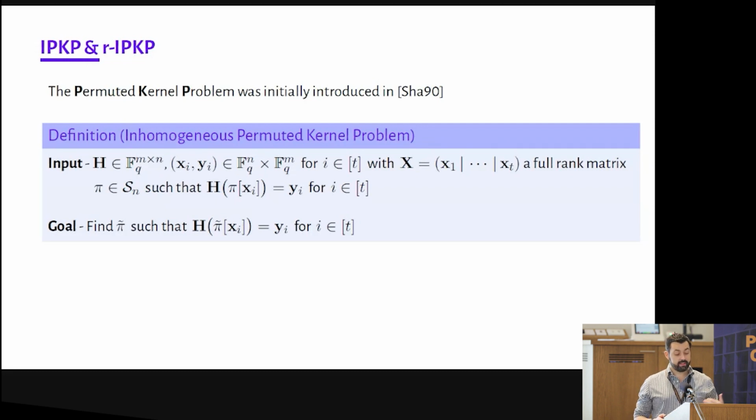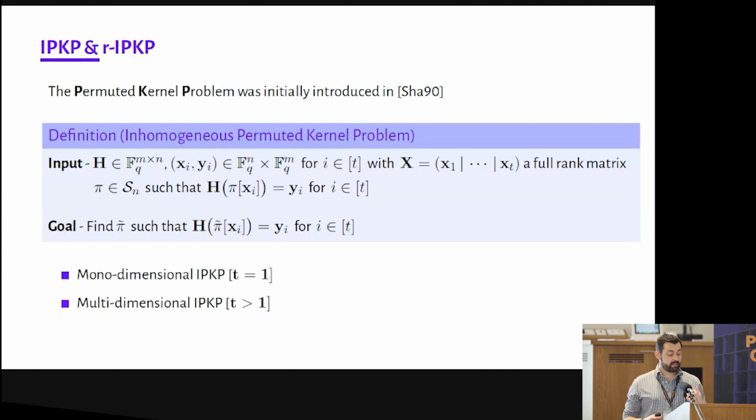It was not stated like this initially by Shamir. The first definition that was proposed only considered t equal to 1, which is now referred to as monodimensional PKP in the literature. But over the years, people also took interest in the case where t might be greater than 1, which we will refer to here as multidimensional PKP. So this is, let's call it, the basic problem.